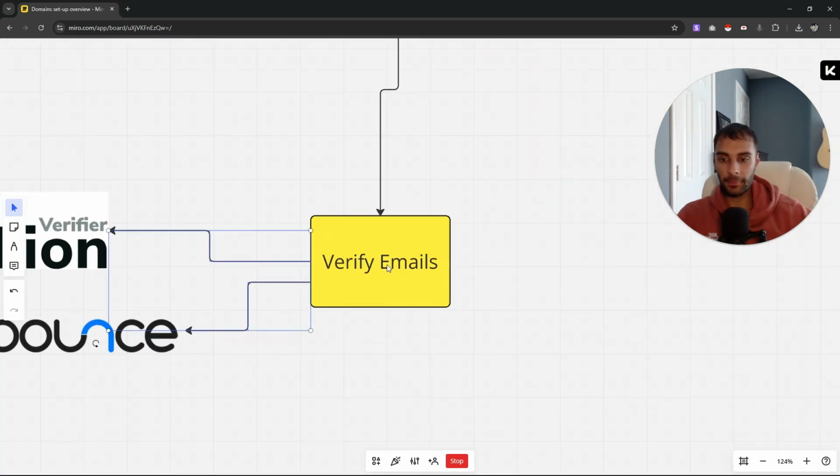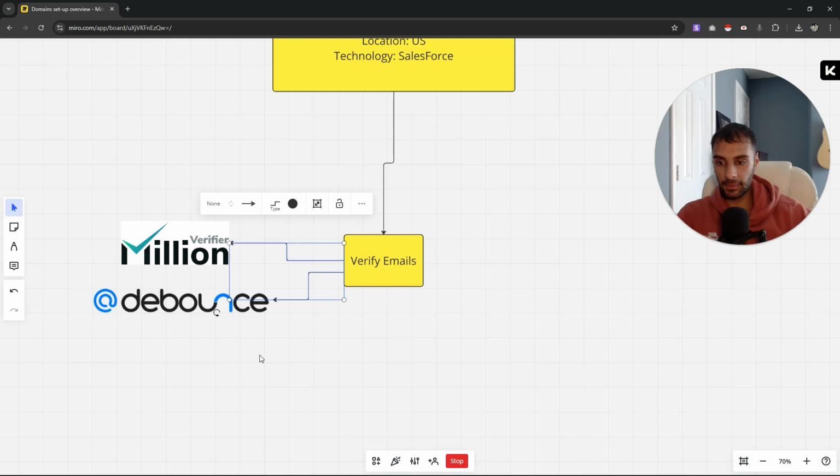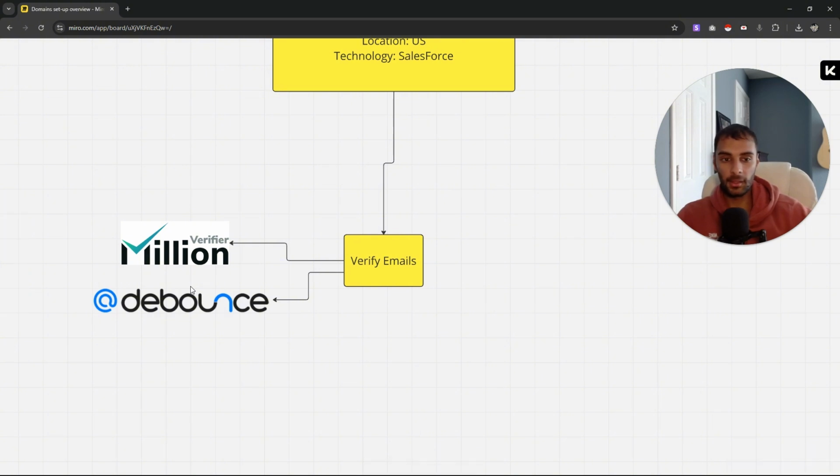So then once you've scraped that lead list off of Apollo, you're going to verify the emails. I recommend one of these two. I actually recommend Dbounce more because they do the same thing, but Dbounce is cheaper. So you get more bang for your buck. But I do believe Dbounce, they don't accept everybody, and there's a wait list you might have.